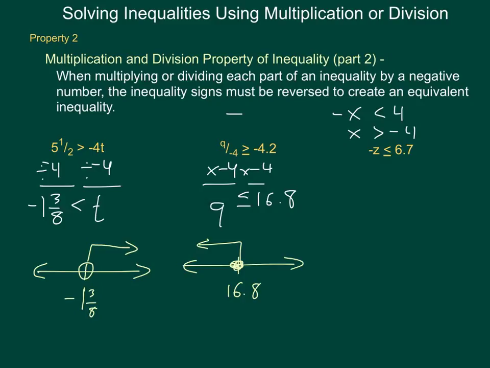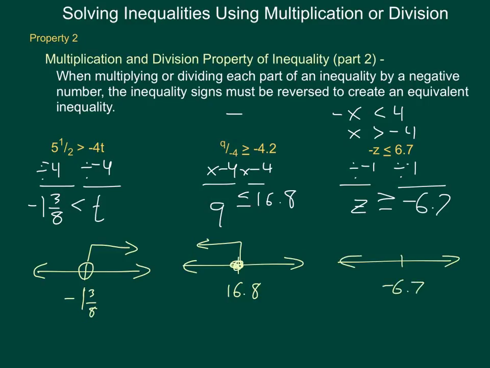Our last one, sometimes we get equations or inequalities that are quite simple. Negative z is less than or equal to 6 7/10, so I'm going to divide both sides by negative 1. And that tells me that z is actually greater than or equal to negative 6 7/10. So, place that on my number line, negative 6 7/10, fill in my circle, and I want items that are larger than it.